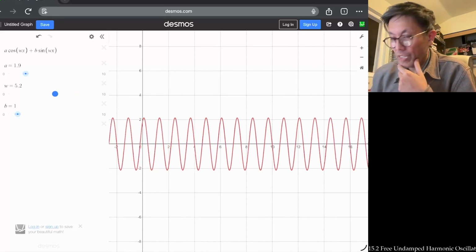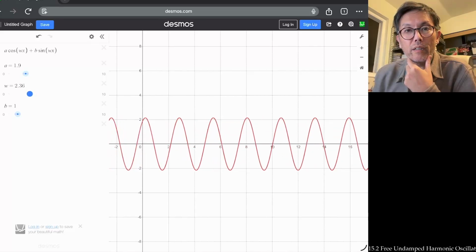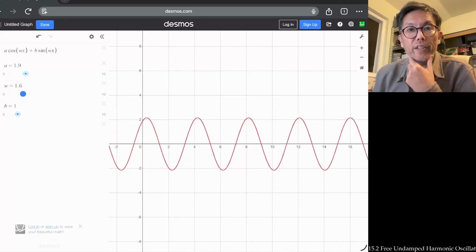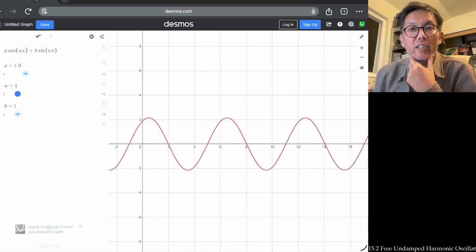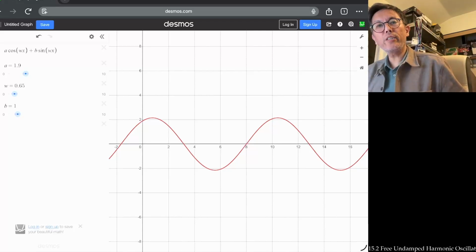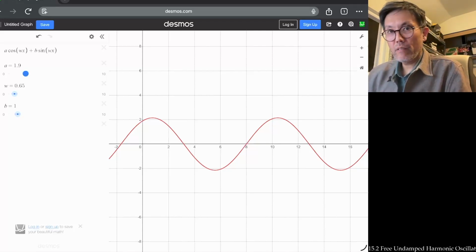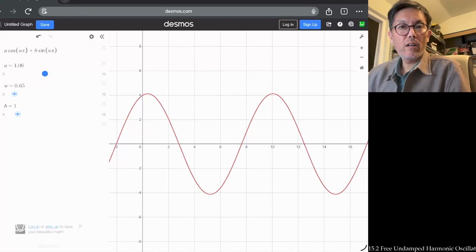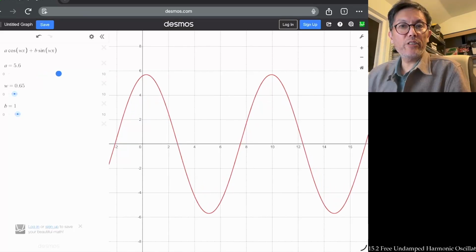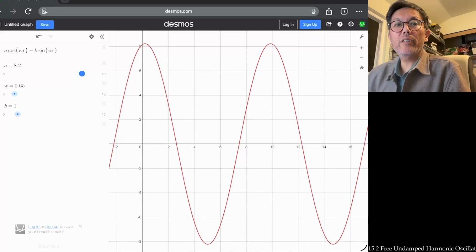And as we decrease omega, we see the wavelength increasing, the period increasing. What happens as I adjust A and B? So let me just adjust A. I'm making A bigger, and you're seeing the amplitude of this oscillation increase.